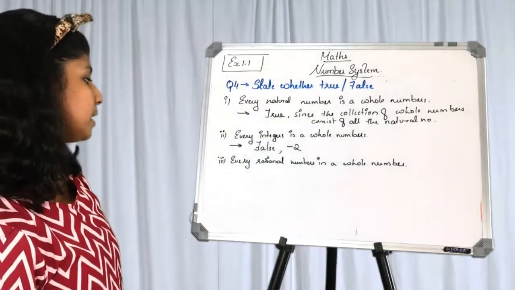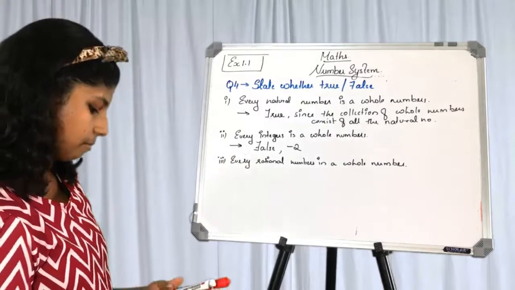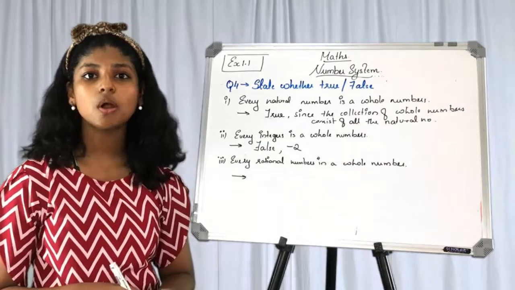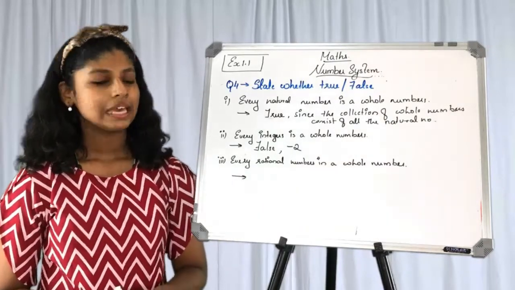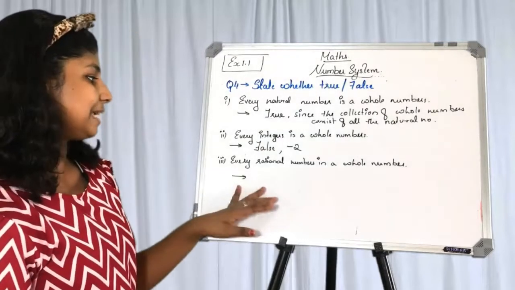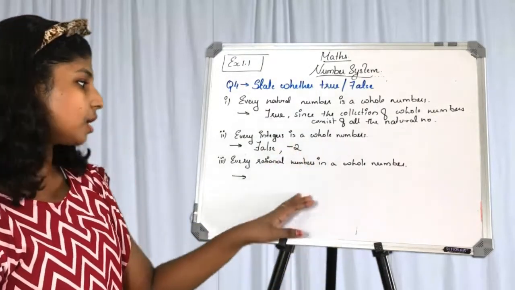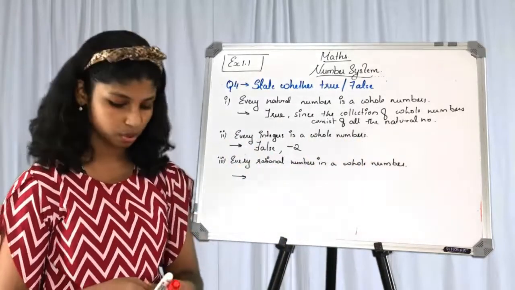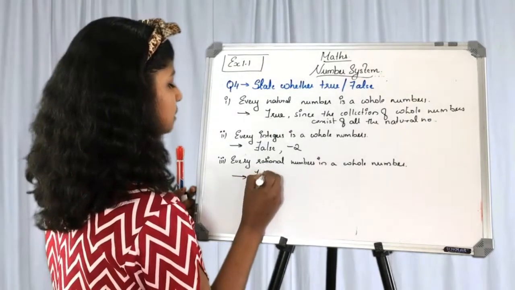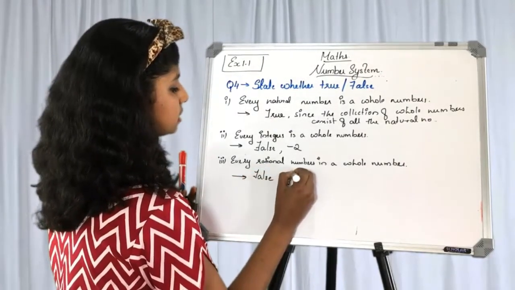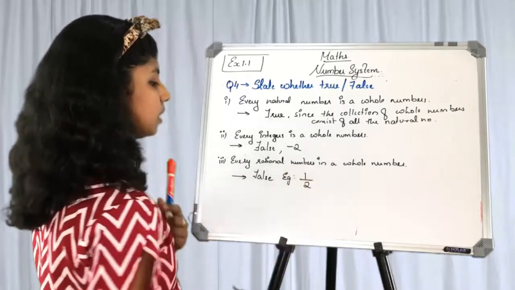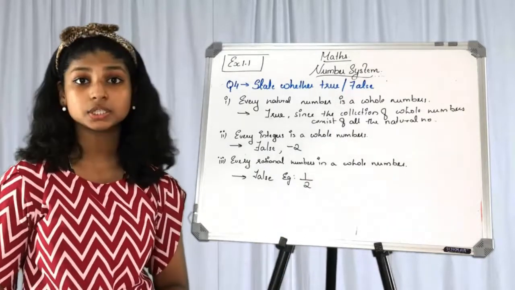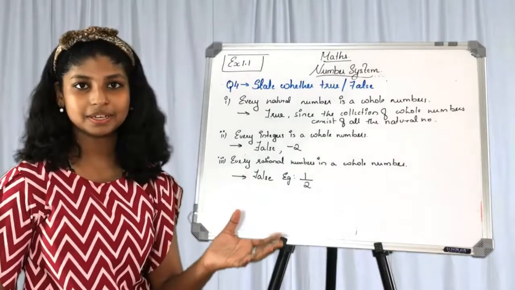And the third one is: every rational number is a whole number. So is the statement true or false? Yes, we have discussed it. This statement is false because every rational number cannot be a whole number. An example for it is 1 by 2. This number 1 by 2 is a rational number, as you all know, but it is not a whole number. So the statement is false.